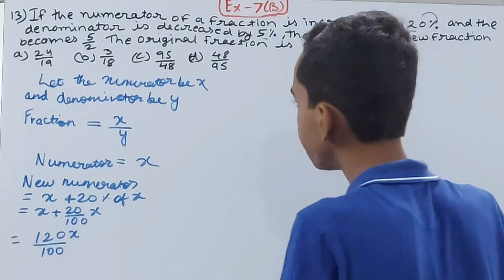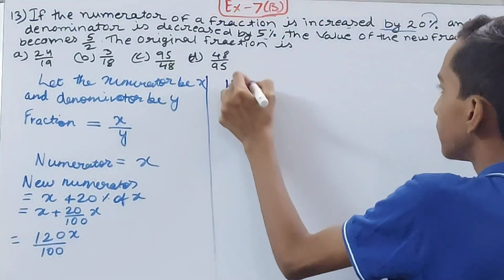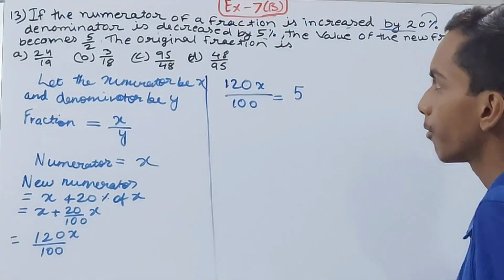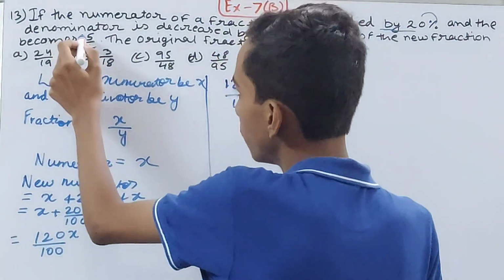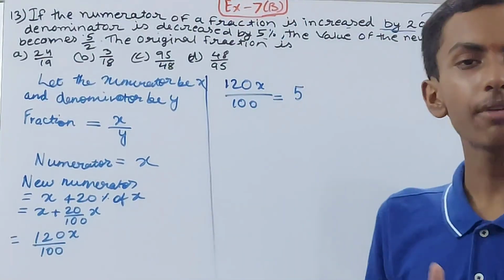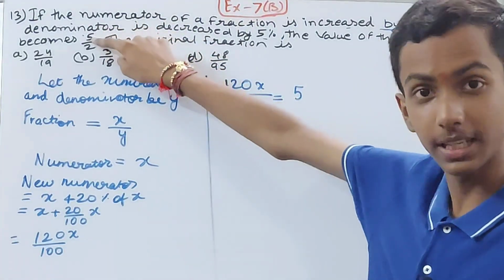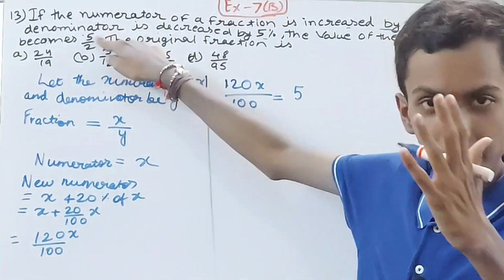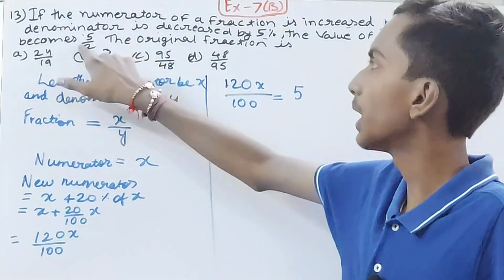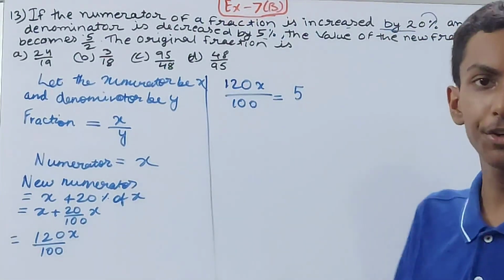But you know what is the thing, that 120x by 100 is equal to what? 5. How? From where do we get this 5? From this new fraction, right? Because after increasing the value of the numerator, a new numerator will come. This new numerator will be equal to the numerator of the new fraction. Yes, the value of the numerator is 5. That's why this numerator is equal to 5. Simple. When we calculate the new denominator, we will put it equal to 2. Why? Because the denominator has got 2 value in that, right?